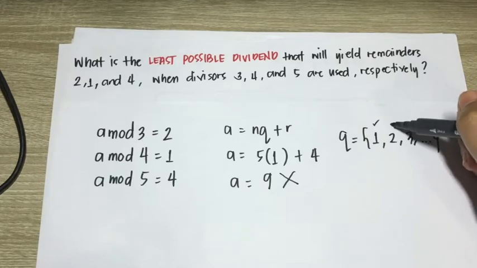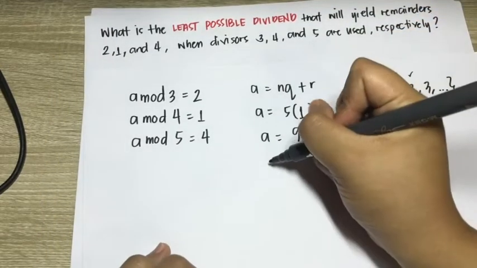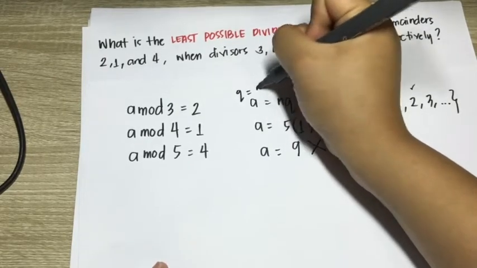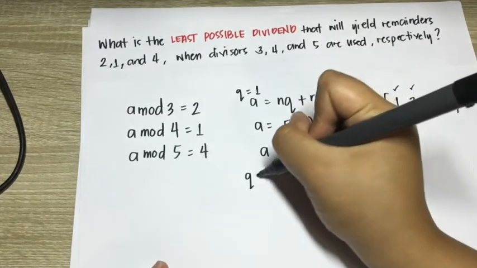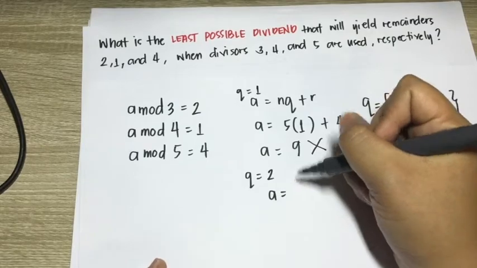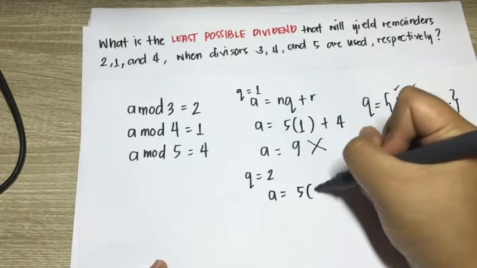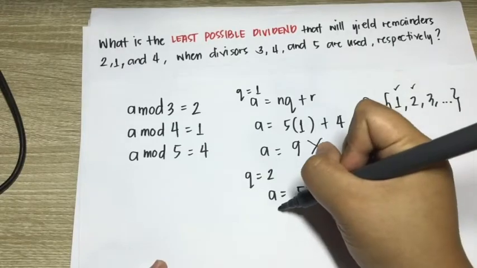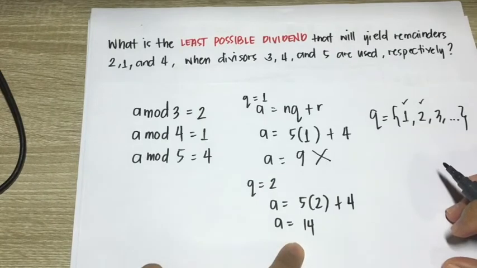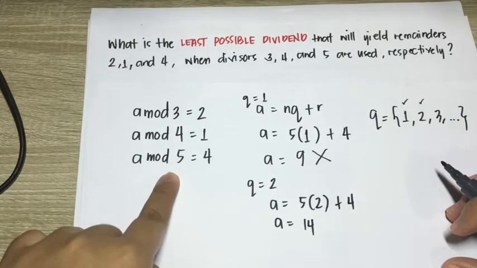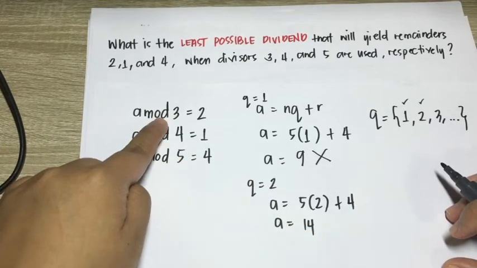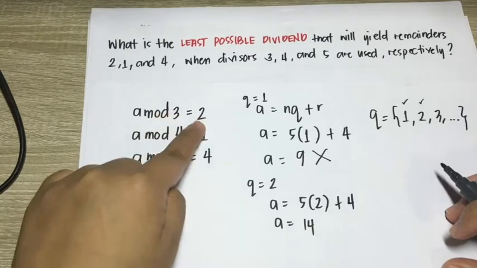So let's proceed with the quotient of 2. Let me indicate it here. This is when the quotient is 1. So what if the quotient is 2? If the quotient is 2, our least possible dividend will be equivalent to 5 times 2 plus 4. So we will have a dividend equivalent to 14. Let's try to check that one again. Will 14 divided by 5 yield a remainder of 4? Yes. Next, will 14 divided by 3 yield a remainder of 2? Yes.